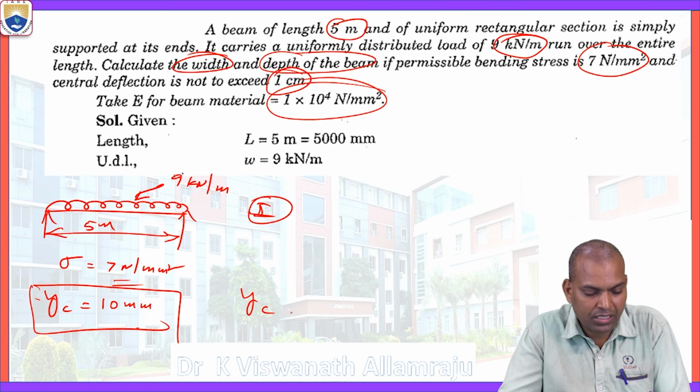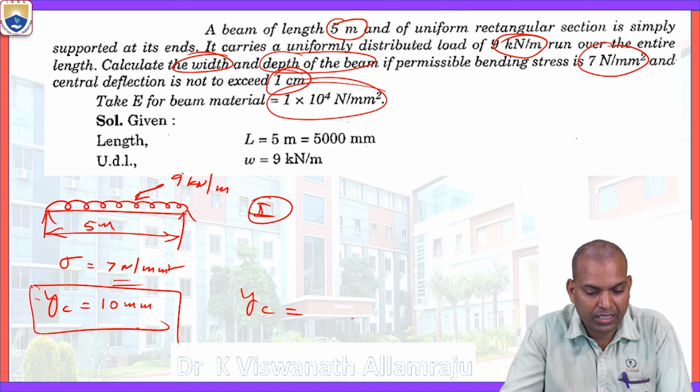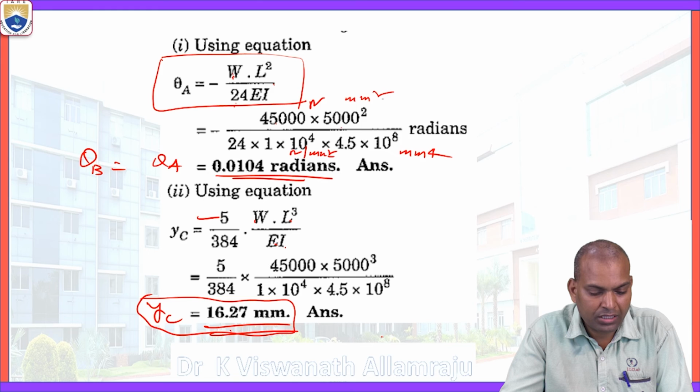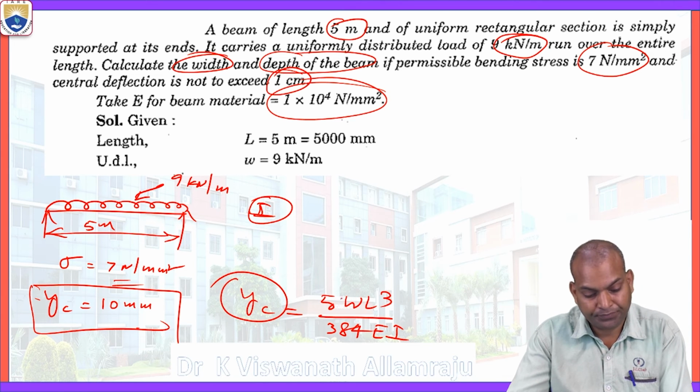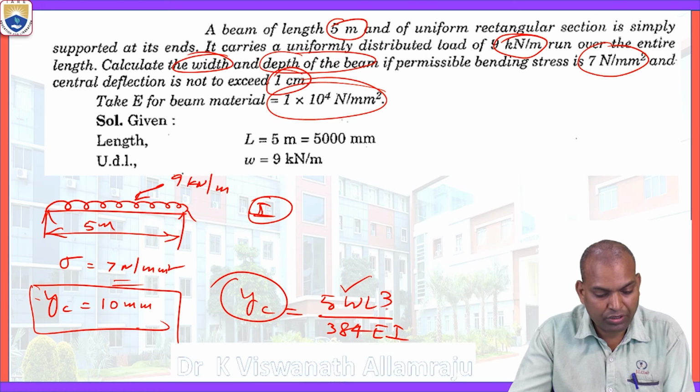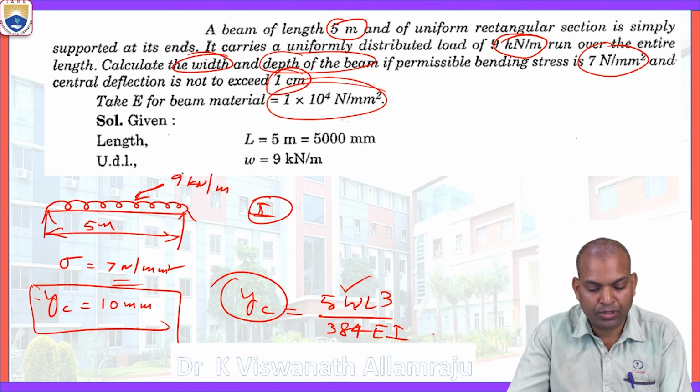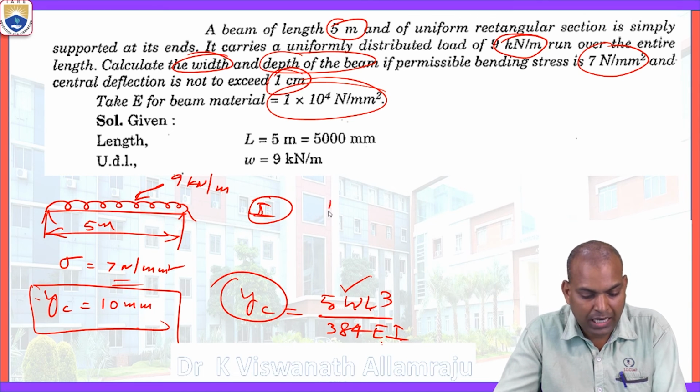So what is the YC? That is 5 times W L power 4 by 384 times EI, which is 5 W L cube by 384 times EI. We know the value of YC. The total load we have to convert: 9 kilonewton per meter times 5 meters, so W is 45,000. L is 5,000 millimeters, 384 for the E value 1 into 10 power 4. The I value is known. Calculate the I value.